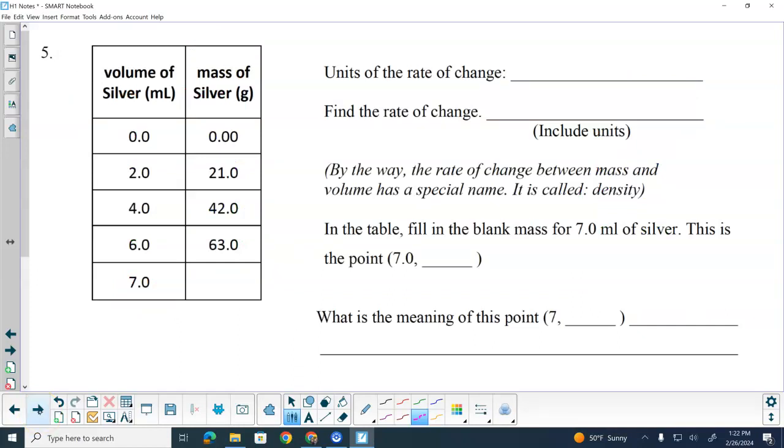Now, once again, it helps to know what the problem is asking. This problem right here is only asking us for the units of this rate of change. So what are the units? Rate of change. So what's the unit of my y's? Because remember, rate of change is changing y's over changing x's. What do you got? Grams, okay.